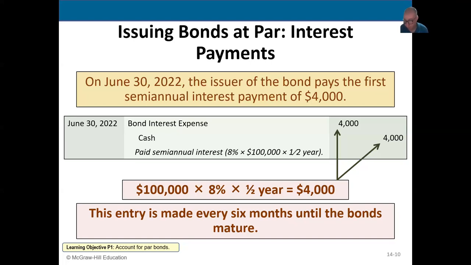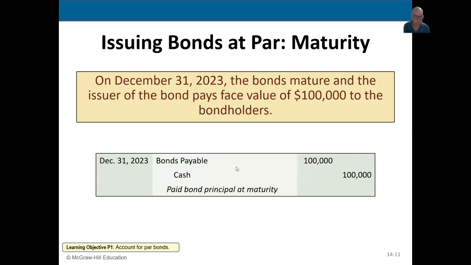So, face value, 100,000, interest, 8%, half a year, equals 4,000. So bond interest expense, 4,000, credit cash, 4,000. And we do this on June 30th, and then again, December 31, for 2022, and then we do the same thing for 2023. Now, at the end of the bond, when it matures, when a bond matures, we call it, it ends. We have to repay the face value. So we debit bonds payable, credit cash, at the end of the bond, the maturity date.